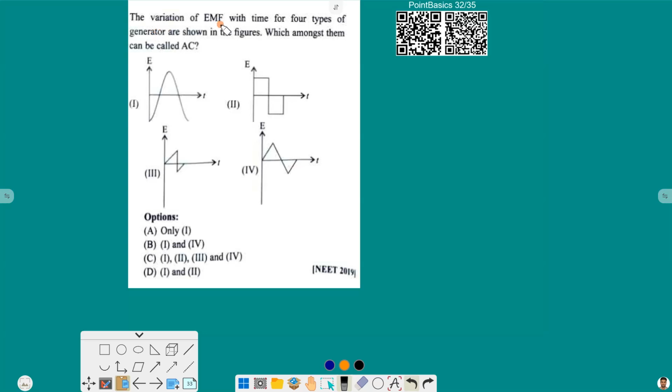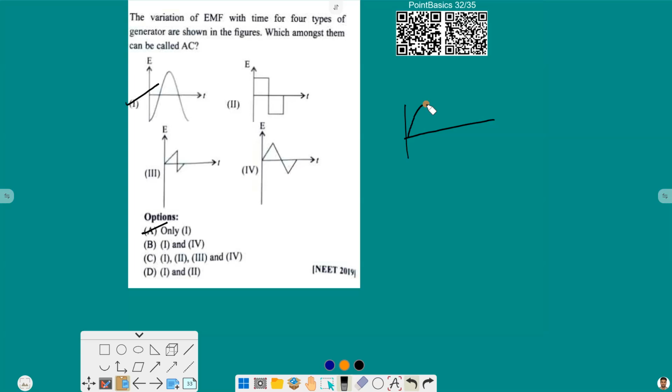So variation of EMF with time for four types of generator is shown in the figure. Which among them is called AC? So we know that AC is a sinusoidal shape, and this will be AC, and this is a square wave, this is a triangular wave, and this is also a triangular wave. So only option A will be the right answer.